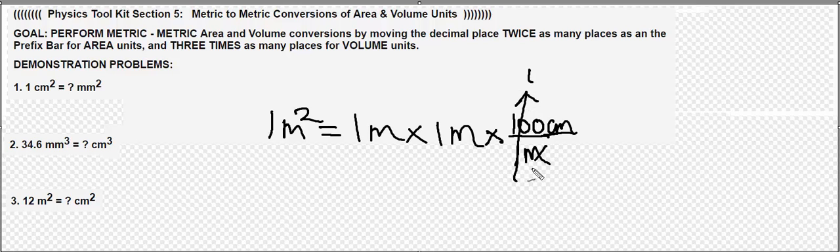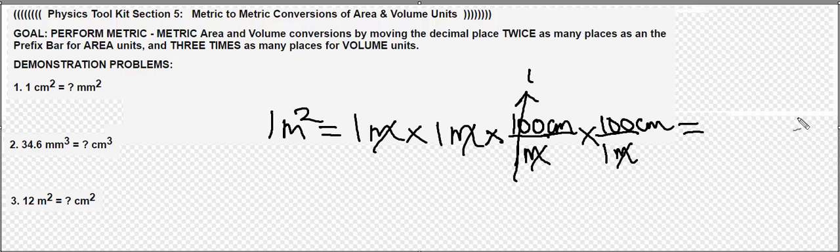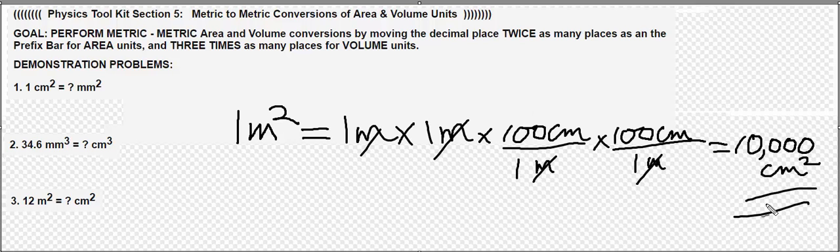But this only takes out 1 of the meters. There's another one. Got to do it again. So 1 meter is 100 centimeters. And so now all the meters are gone, and all that's left is centimeters times centimeters, or square centimeters. And so how many do we have? We have 100 times 100, or 10 to the 4th, or 10,000 square centimeters. So 1 square meter is not 100 square centimeters. 1 square meter is 10,000 square centimeters.